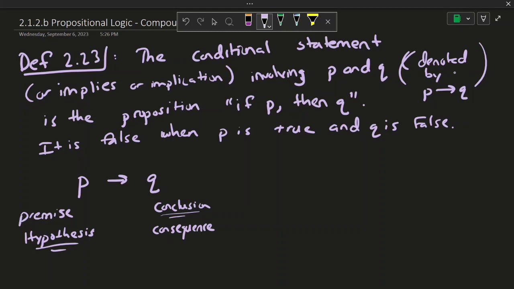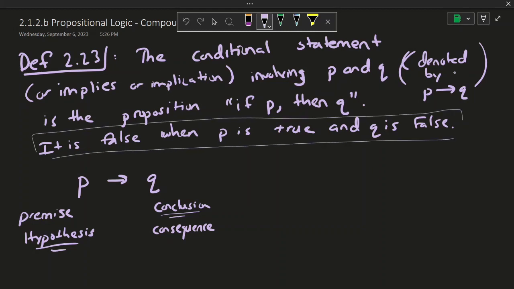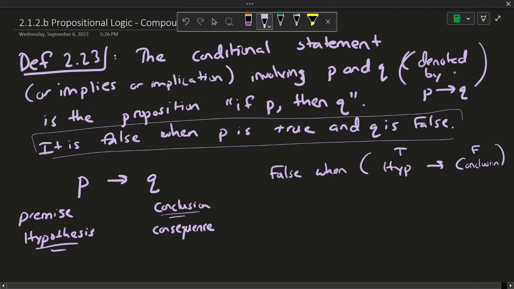So let's break this down further. Let's make a table here of what's happening. First off, let's go by when it's false, because this is the only time it's false. So it's false when we have a hypothesis that's true and a conclusion that's false. And all the other times it's true.